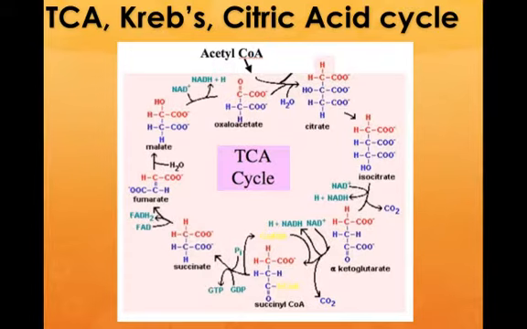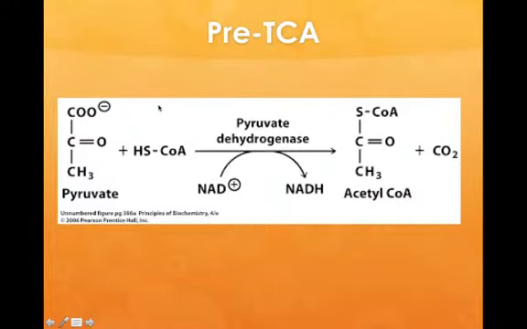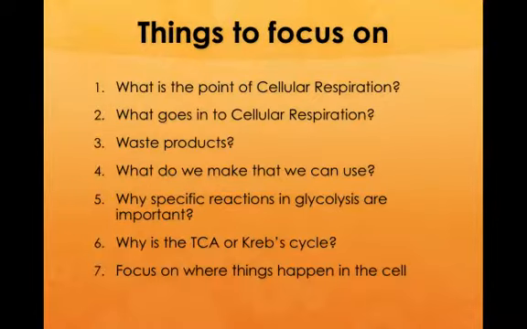What you need to know about the TCA cycle is that its function is to release waste products in the form of carbon dioxide and to produce electron carriers in the form of NADH and FADH2. These electron carriers will be used for the electron transport chain in order to make more ATP. So, some things to focus on. Generally, you're going to need to know some important things about specific reactions that are going on, the TCA and the pre-TCA and glycolysis, and why they occur. But you won't have to remember any of those. You'll just have to recognize the reactions.